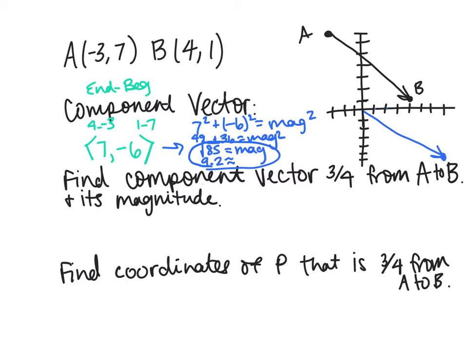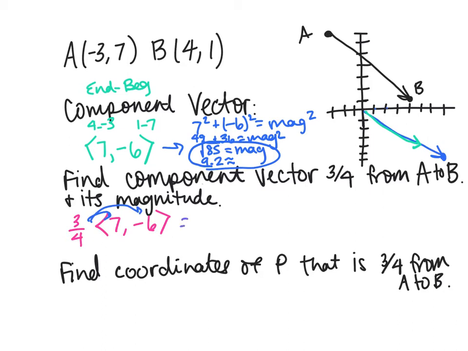So now this next piece is we want to find the component vector 3/4 of the way from A to B. So visually that means we want the vector, our force isn't going to be as strong as we thought it was, it's only going to be 3/4 that length. The reason these component vectors help us so much, we already know our component vector is 7, -6. To find the vector that is 3/4 that, just multiply both pieces by 3/4.